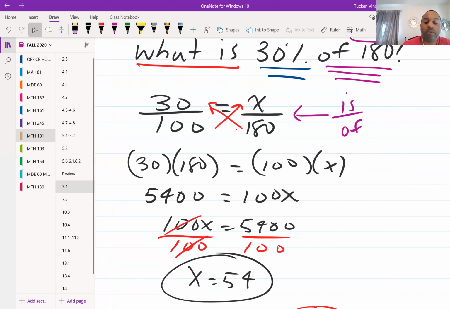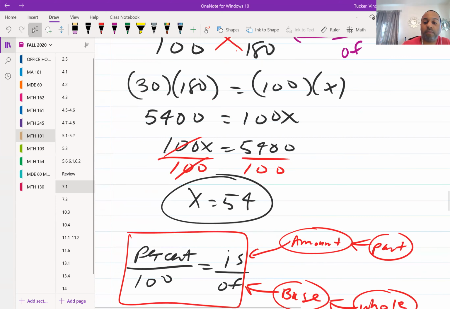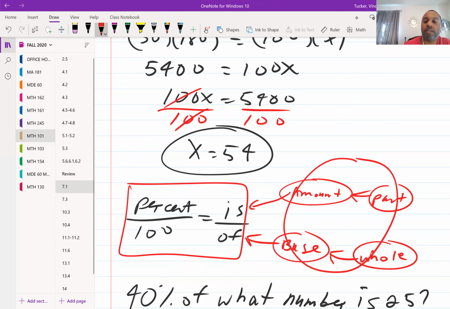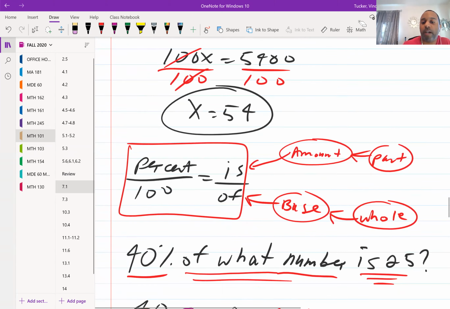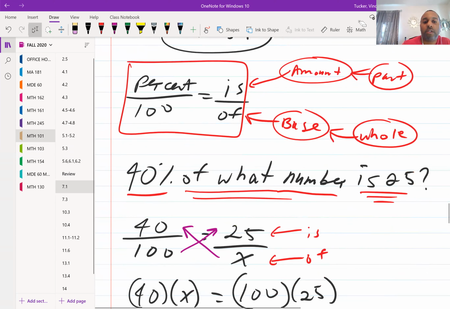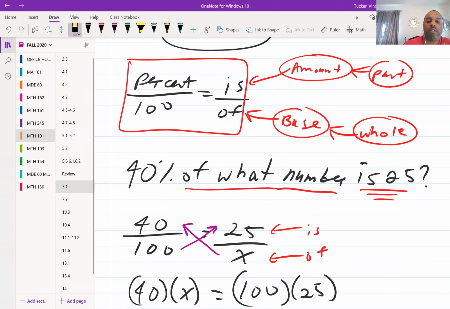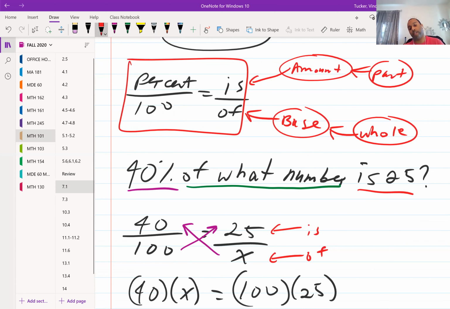Any questions? So same thing. Don't have to recopy that unless you just want to. So once again, we're looking at the same type of situation. We have 40% of what number is 25. So 40%, that's 40 over 100. Of is attached to what number? And then is is attached to 25.